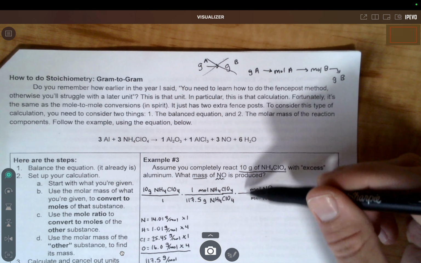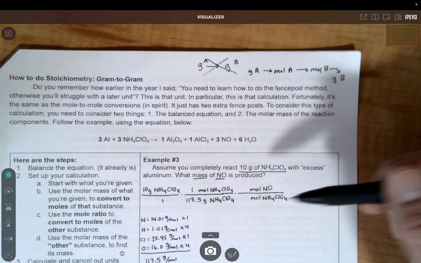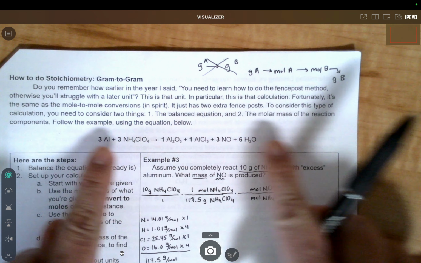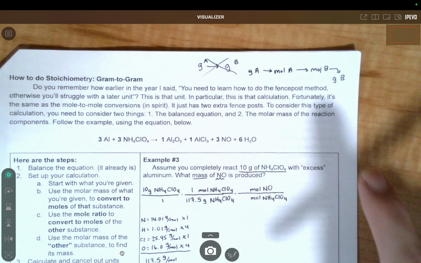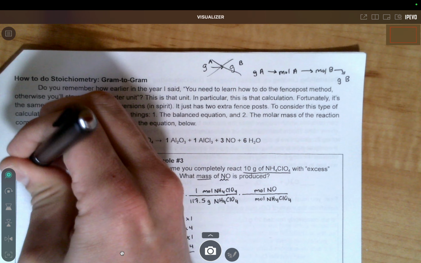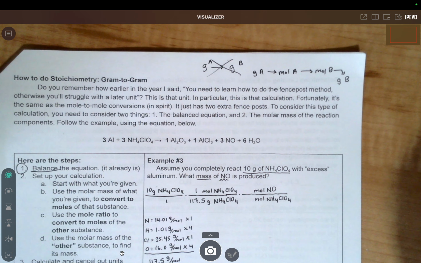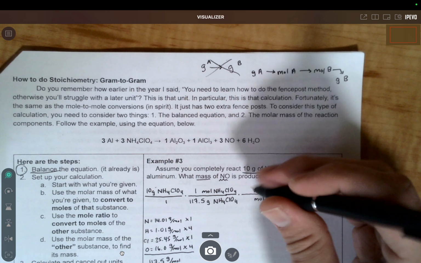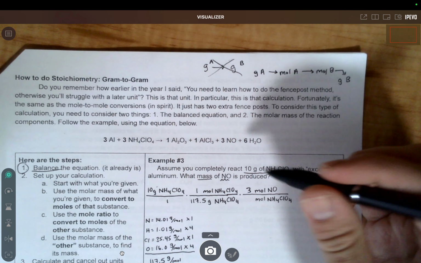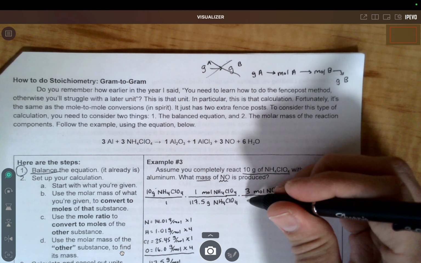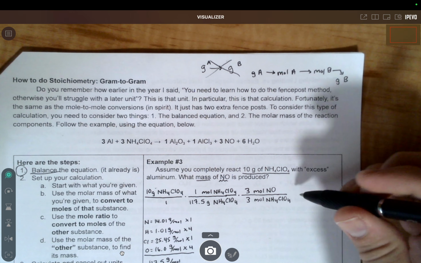So what are the numbers going to be here for this fraction? Moles of this and moles of that? They come from our balanced chemical equation, and this is the number one rule with stoichiometry. You have to make sure that your equation is balanced, otherwise this will not work. So for every 3 moles of nitrogen monoxide that we make, we use 3 moles of ammonium perchlorate.